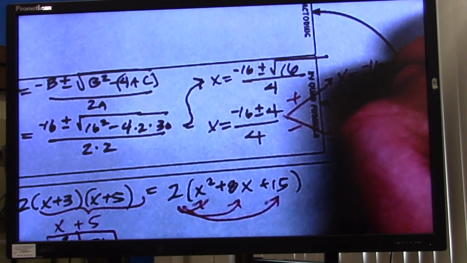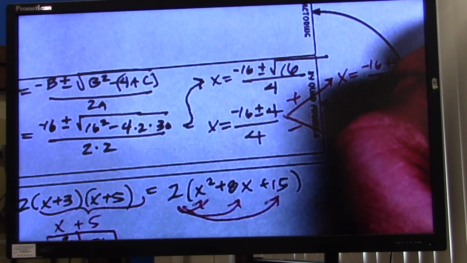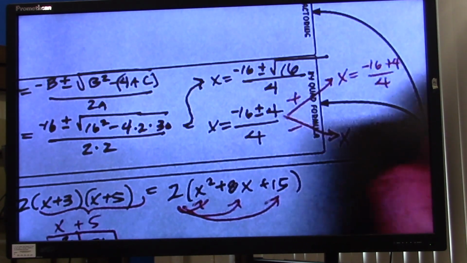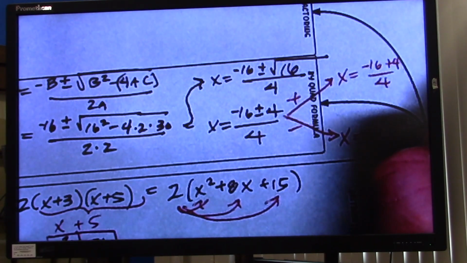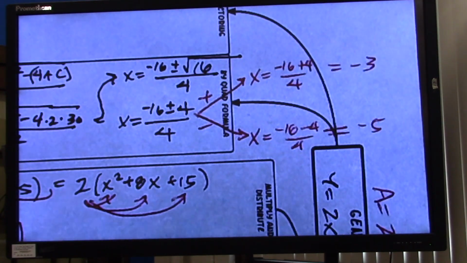This equals negative 16 plus 4 over 4, and x is negative 16 minus 4 over 4. And this is negative 3, and this is negative 5. There we go. Okay, so if it's been a while, or maybe you've never been through the quadratic formula procedure, we will do this a little more specifically, but there you at least have one example of the steps.